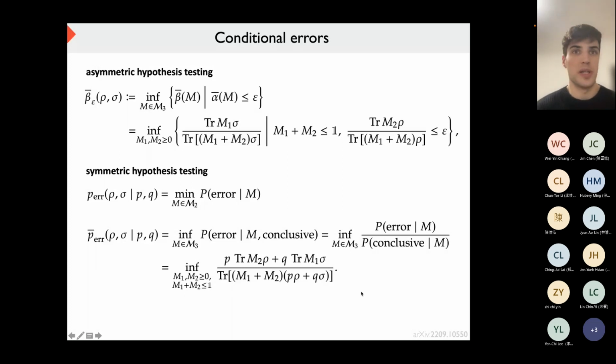And now, of course, what we want to do is characterize these quantities, and they do look more complicated than the original definitions, but we will see that the opposite is true.